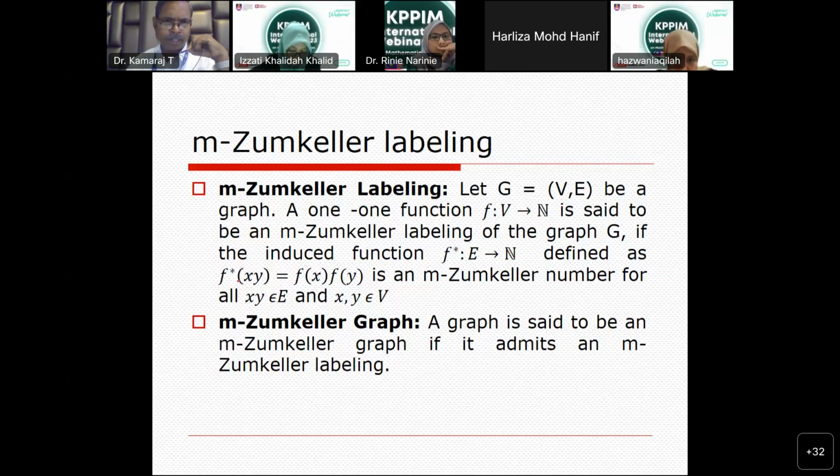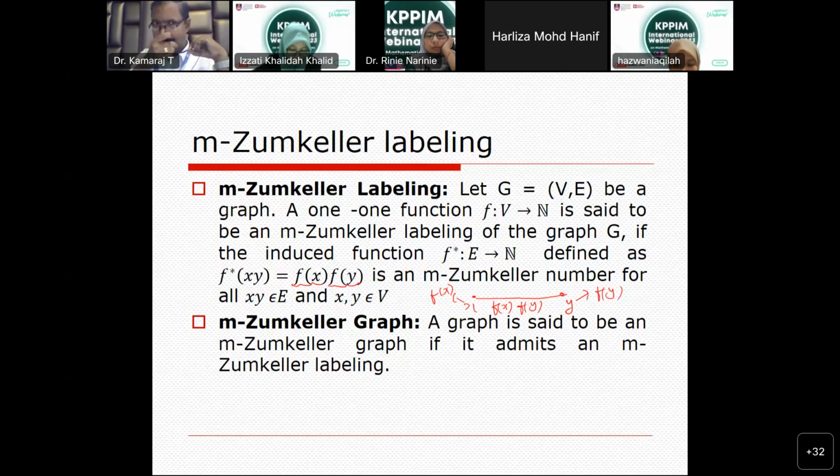The induced function f star of xy will give the answer as the product of the labels of the adjacent vertices. So for each edge, suppose x and y are the two vertices and the edge connects x and y. Then what is the label of this edge? F of x into f of y, where f of x is the label of x and f of y is the label of y. So the label of the edge is nothing but the product of the labels of the adjacent vertices.